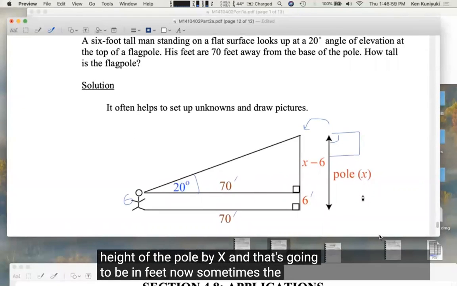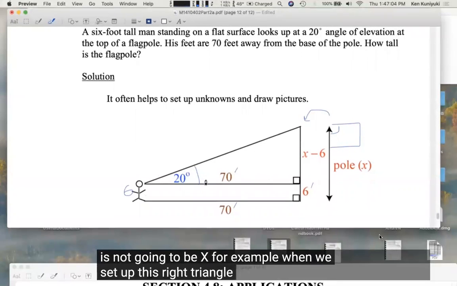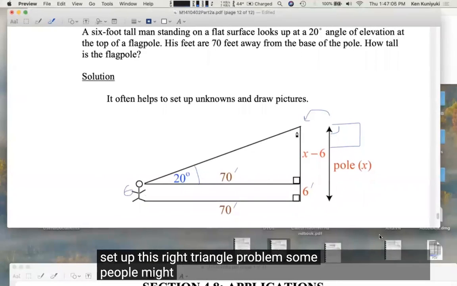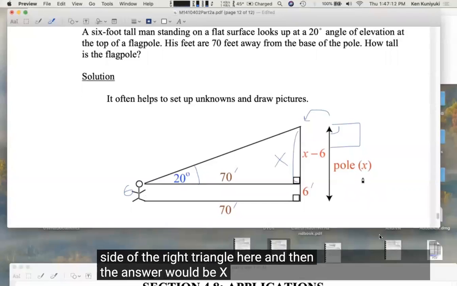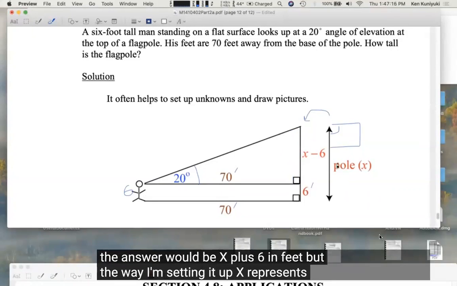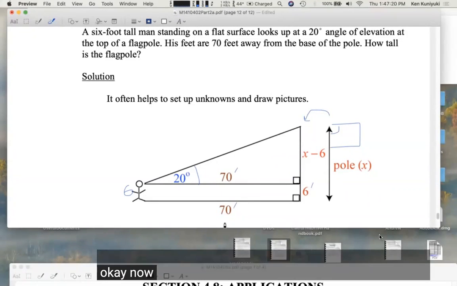Now, sometimes the answer is not going to be x. For example, when we set up this right triangle problem, some people might want x to be the actual side of the right triangle here, and then the answer would be x plus 6 in feet. But the way I'm setting it up, x will represent the answer in feet.